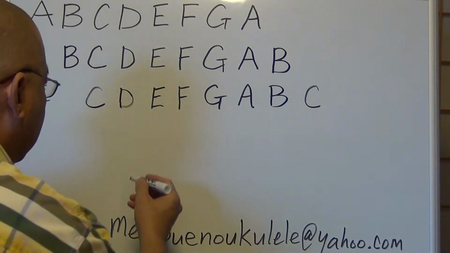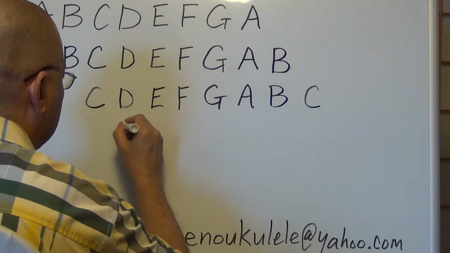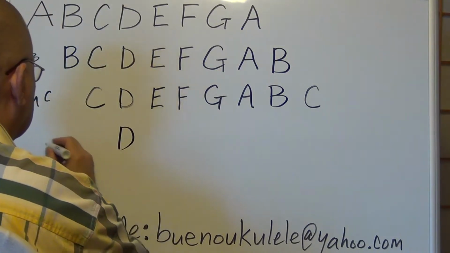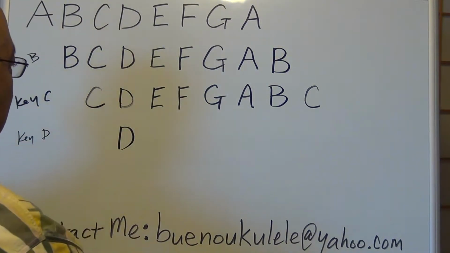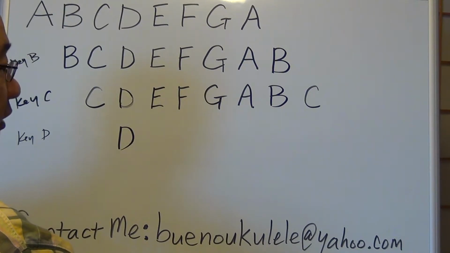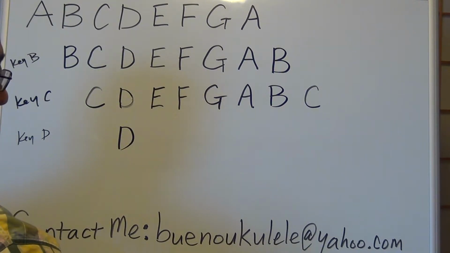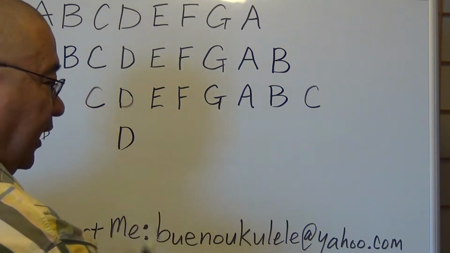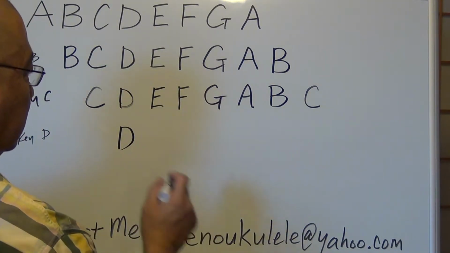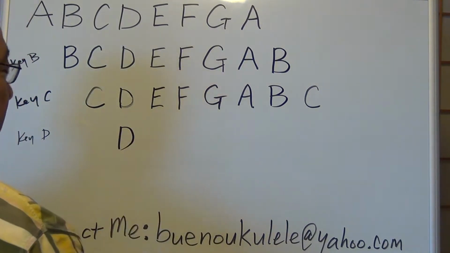Next, we're going to try the key of D. Okay? Keep in mind the things that we got to keep in mind for writing it out. One, it's got to follow an alphabetical system. Number two, every time we come to G, what comes next has got to be an A, because that's just the way it is. Then we continue and end with the same letter we started.